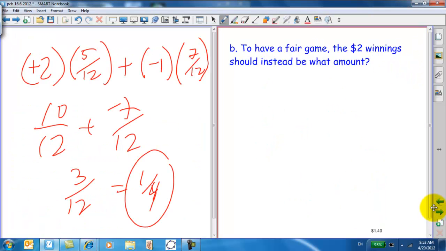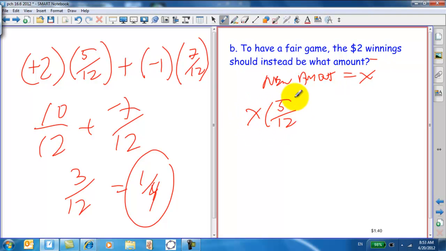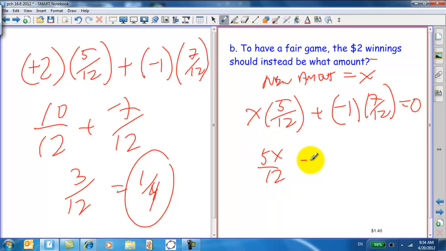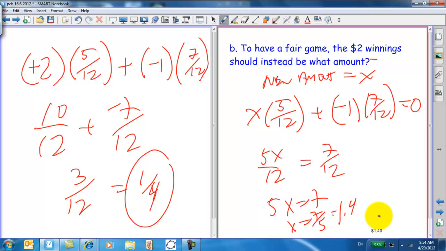So to have a fair game, the $2 winning should instead be what amount? So let the new amount equal X. So X times the chance of that amount happening, 5/12, plus negative 1 times 7/12. You want that to equal 0. So 5x over 12 equals 7/12. 5x equals 7. X equals 7/5, or 1.4. So you want the winnings to be $1.40 to have it be a fair game.